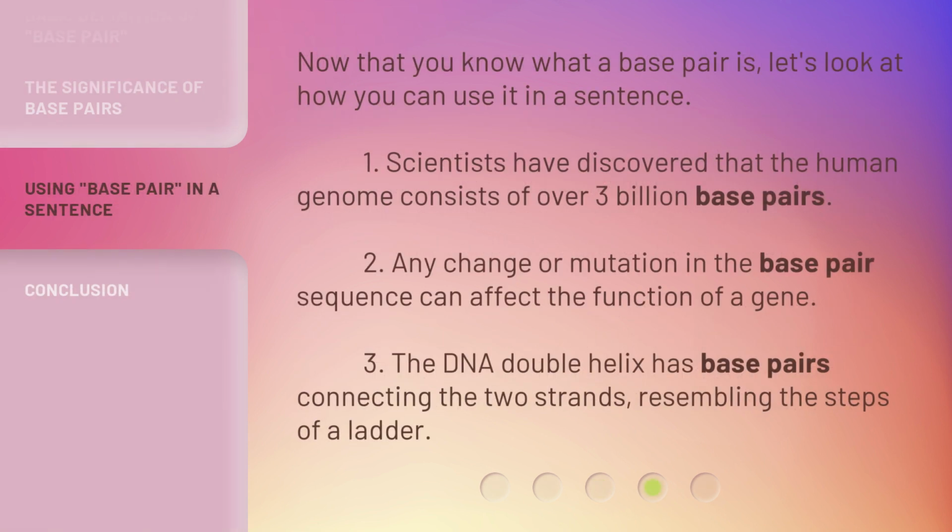Now that you know what a base pair is, let's look at how you can use it in a sentence. 1. Scientists have discovered that the human genome consists of over 3 billion base pairs. 2. Any change or mutation in the base pair sequence can affect the function of a gene.